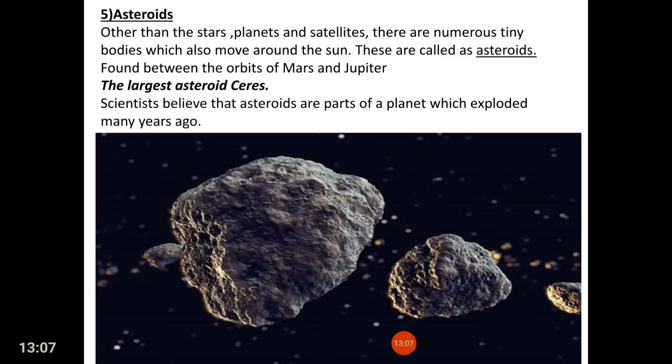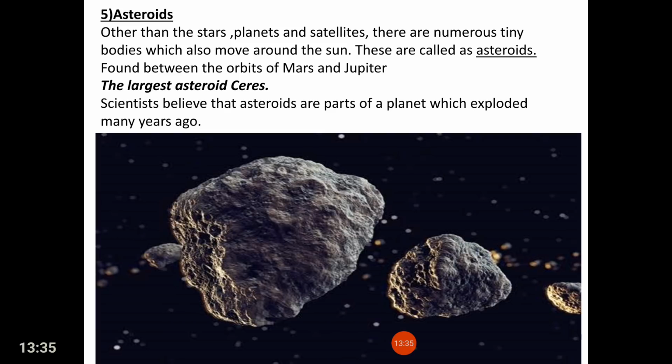About the asteroids: other than the stars, the planets and the satellites, there are numerous tiny bodies which move around the Sun. These are called asteroids, which are found in the orbit between Mars and Jupiter. The largest of all these asteroids is Ceres. Scientists believe that asteroids are nothing but the parts of a planet which exploded many years ago.